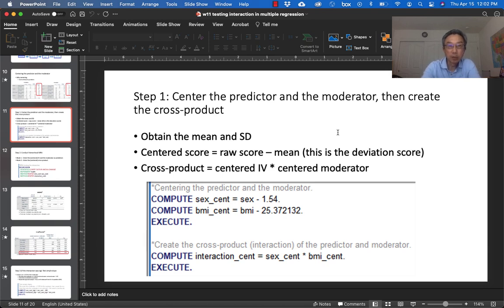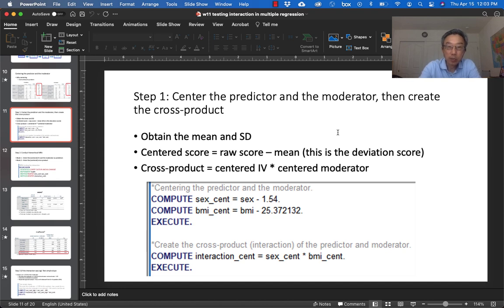Okay, so in this video, I would like to clarify some of the potential confusions from the discussions we had earlier in class today. I have checked the SPSS output. There was actually no problem, but the problem was with the focus of the interpretation when we look at the simple slopes.